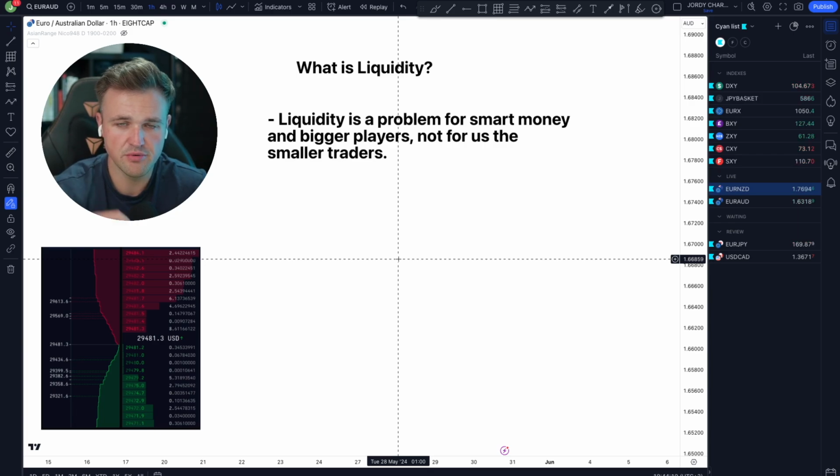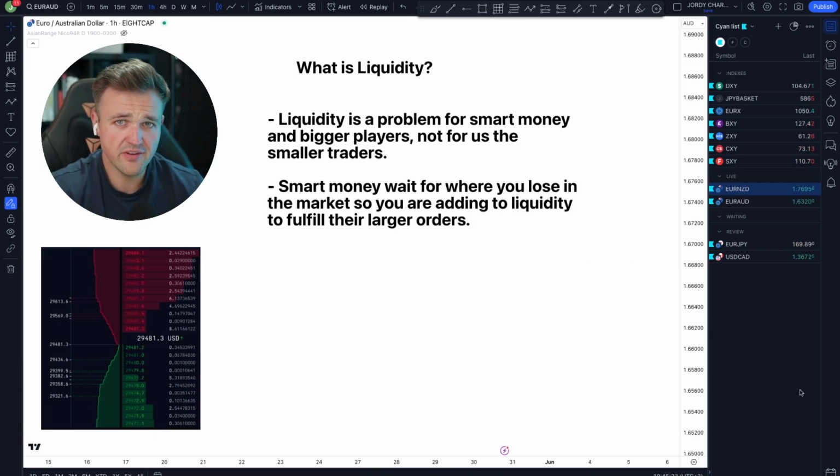So it's quite important to understand that we don't really matter as retail traders, but we need to understand how these big players most likely will manipulate the market, or where they will look for an order to enter into the market. So basically, smart money is waiting in the market for you to lose.